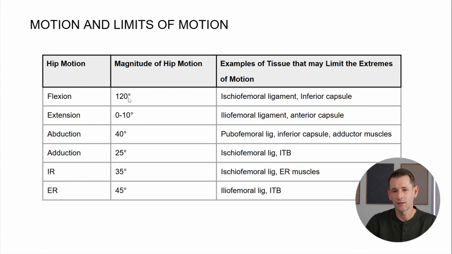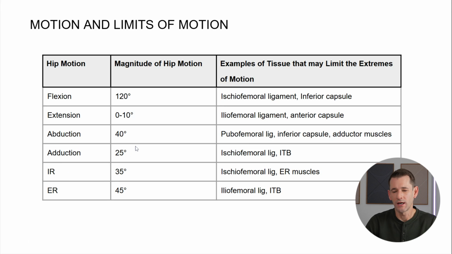Extension, you should get about 10 degrees, but a lot of people might only get to 0 degrees of extension. Iliofemoral ligament and anterior capsule are your limits here. Abduction, you should have 40, 45 degrees of abduction. Pubofemoral ligament is your biggest restrictor of that motion, as well as the inferior capsule. If you have some muscular tightness, the adductor muscles can limit that abduction as well.